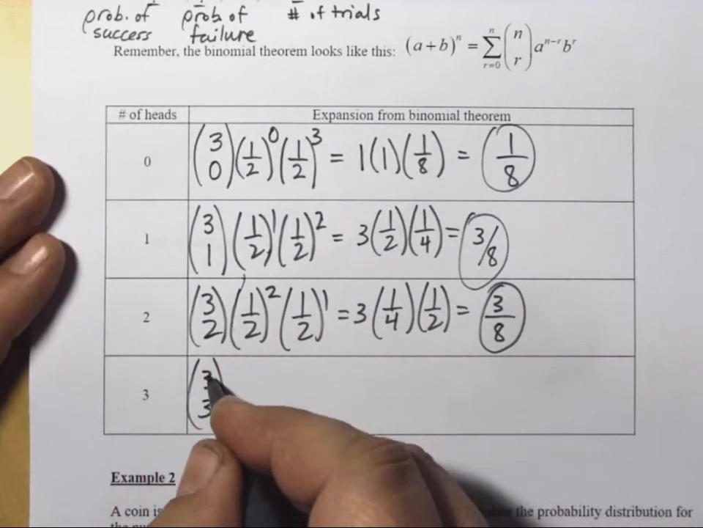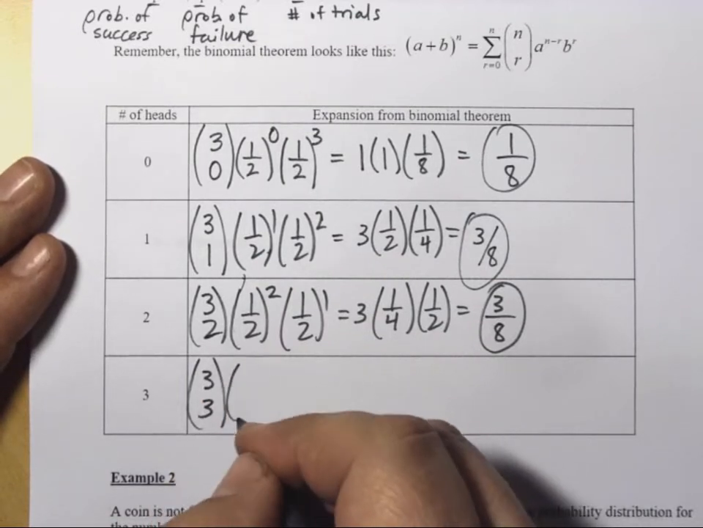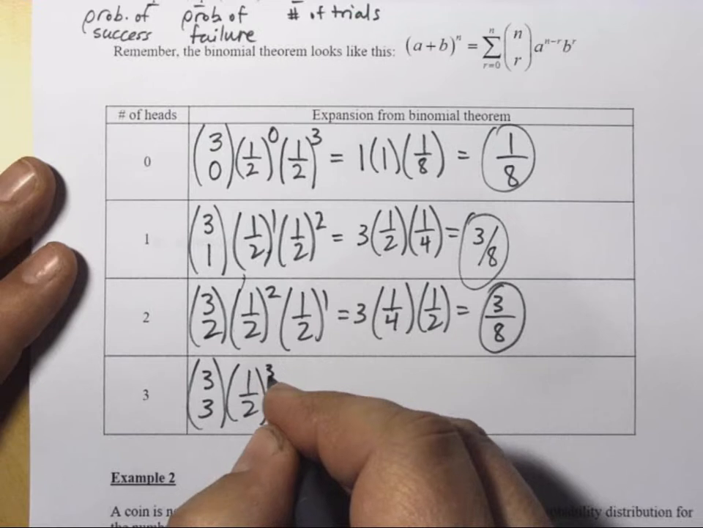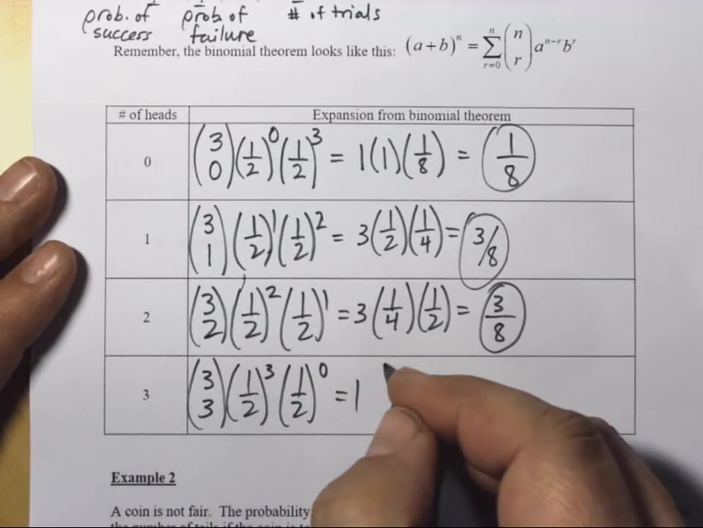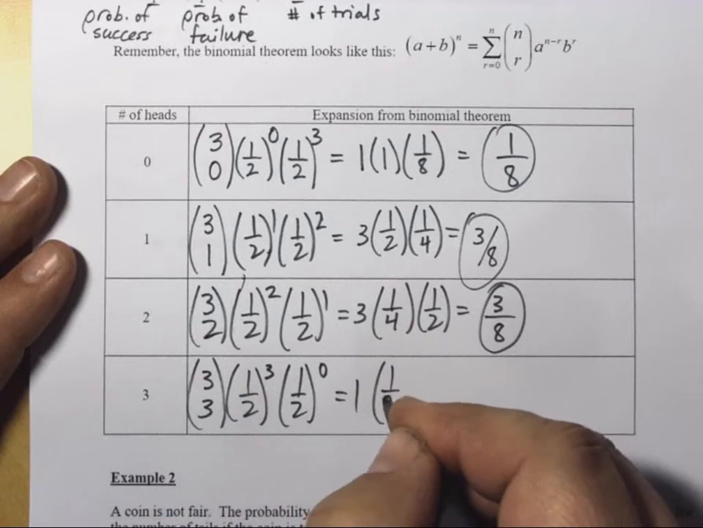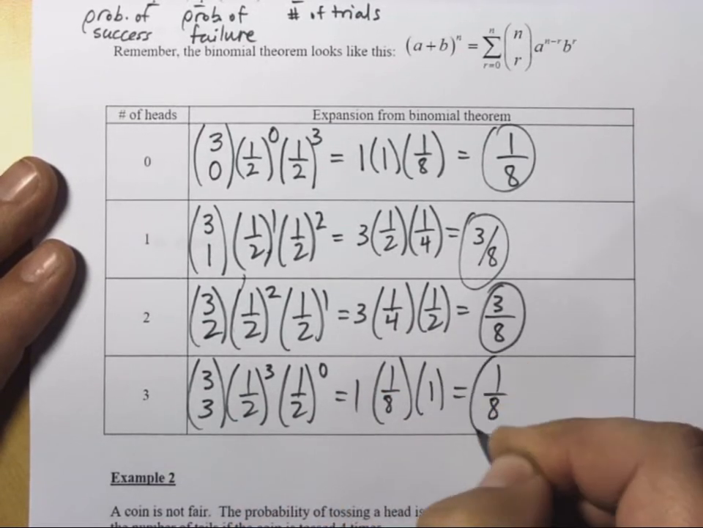So 3 choose 3. Out of 3 flips, or 3 trials, 3 of them were successful. 1/2 raised to the 3, 1/2 raised to the 0. 3 choose 3 is 1. 1/2 cubed is 1/8. And 1/2 to the 0 is 1. That is 1/8.